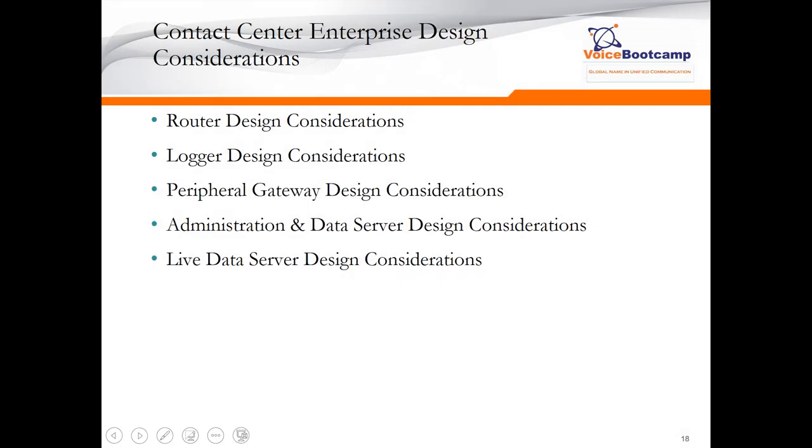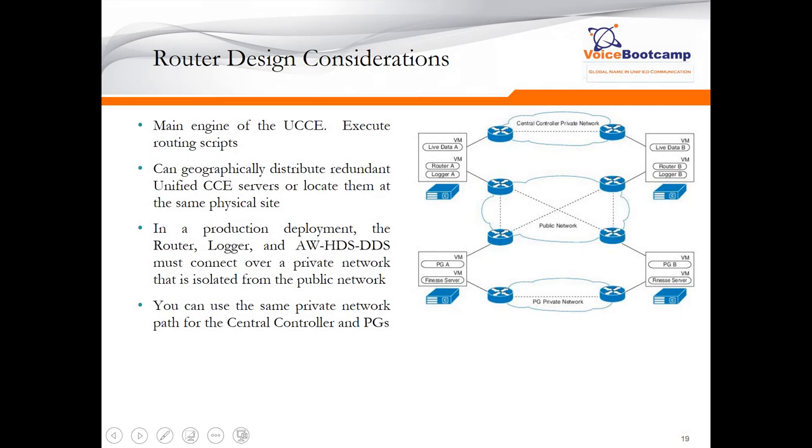Next, we'll look at enterprise design considerations. In this, we're going to look at the router design. Again, the router, which is the main engine of UCCE, executes the routing script along with the admin script. Your routers, router A and router B, could be distributed geographically into different buildings, different data centers, different cities, different countries.